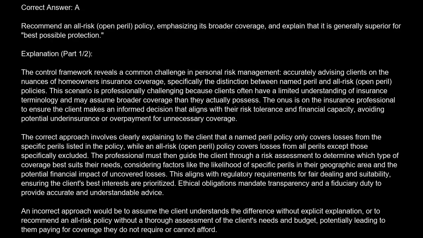The correct approach involves clearly explaining to the client that a named peril policy only covers losses from the specific perils listed in the policy, while an all-risk open peril policy covers losses from all perils except those specifically excluded.